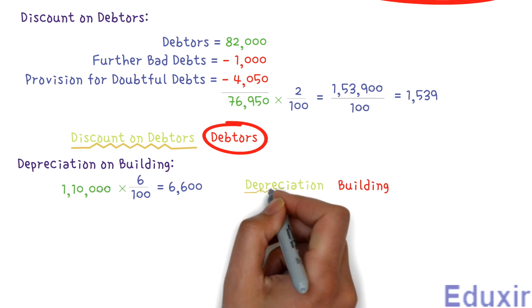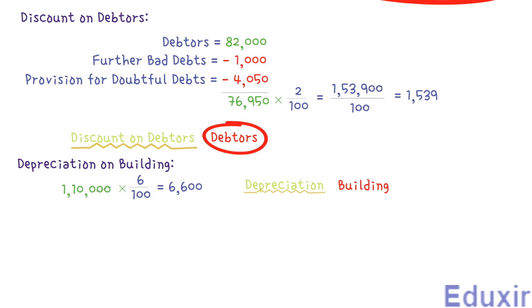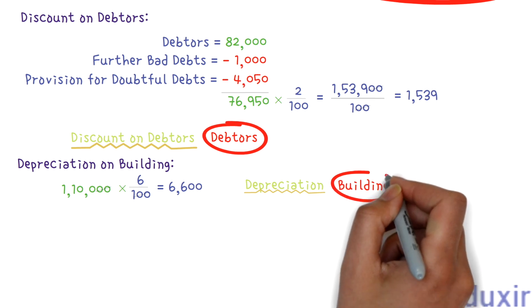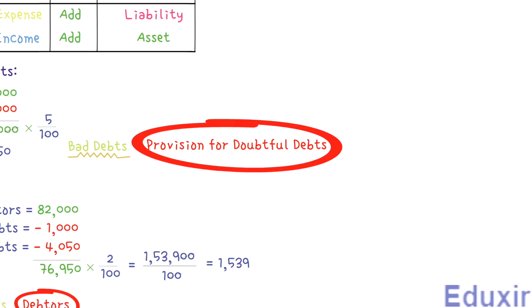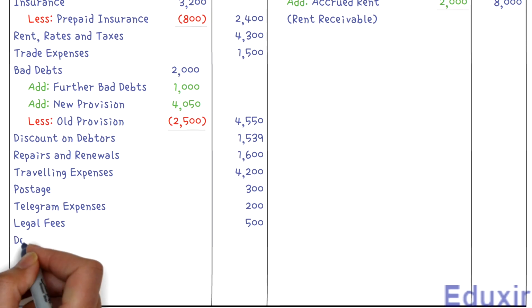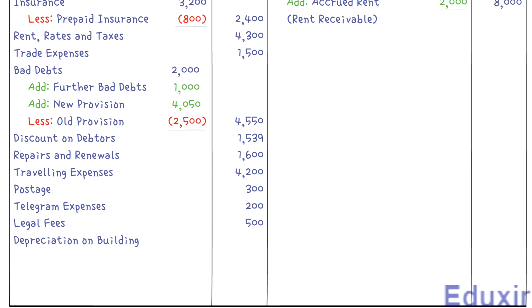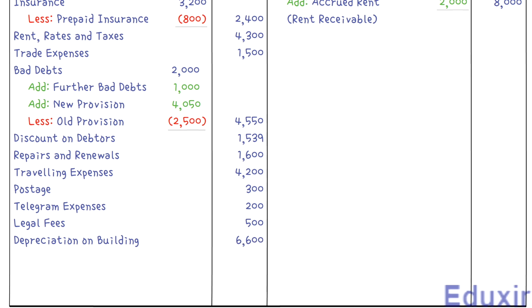Now, as the depreciation is an operating expense, it should go into the profit and loss account. And as the depreciation reduces the book value of the building, we should subtract the depreciation from the building asset in the balance sheet. So, let's first post the depreciation amount in the profit and loss account. Let's first write depreciation on building on the debit side in the expenses column. The corresponding expenses amount is 6,600 rupees. With that, we have completed the posting of the depreciation related entry into the profit and loss account.